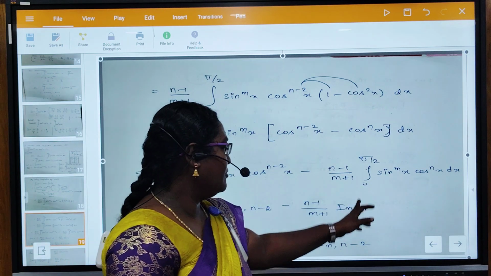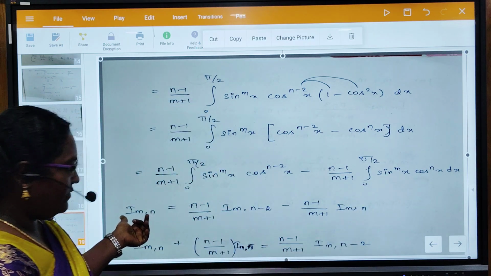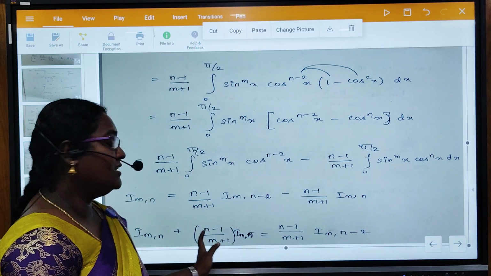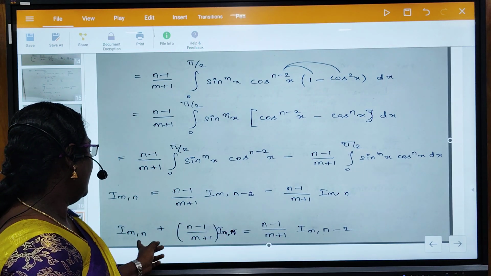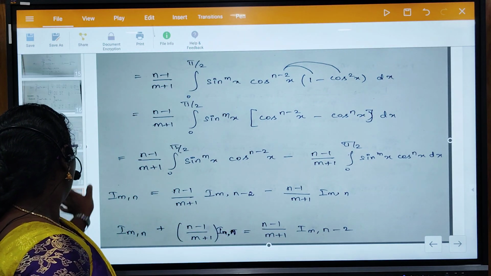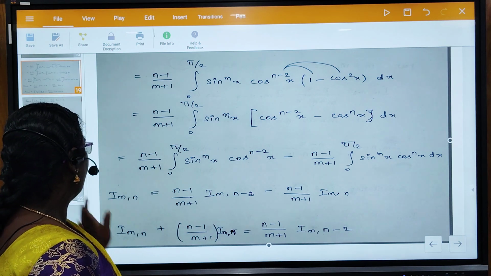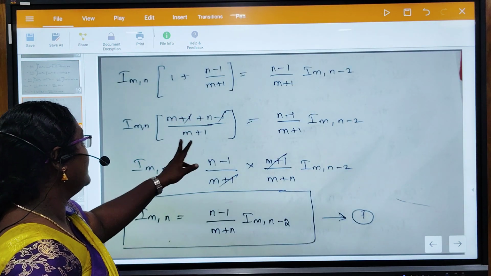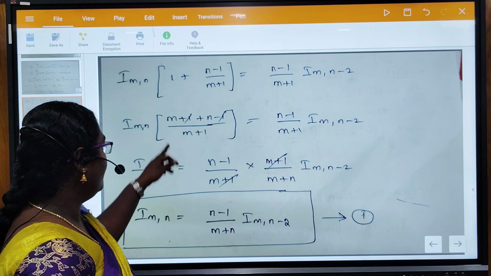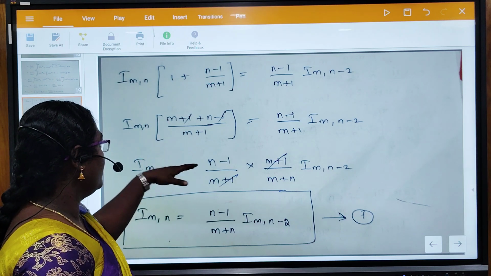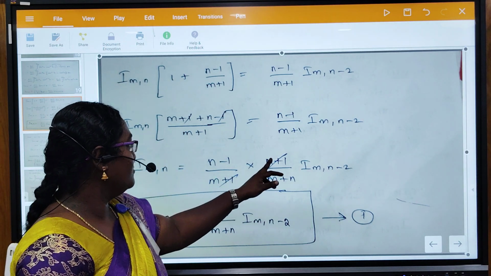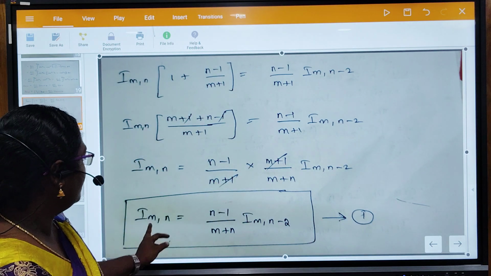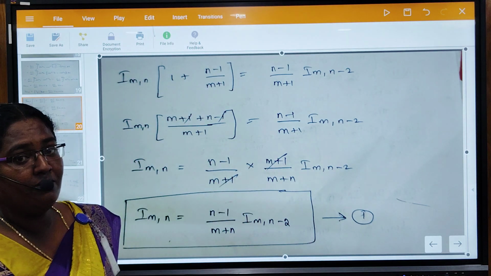Here we have I m n, and this side also we have I m n. So we are taking this negative term to this side. This comes as positive. Since I m n is common, we are taking I m n outside and taking the LCM. Simplifying, we will have m plus n by m plus 1. When this comes to this side, it becomes m plus 1 by m plus n. Both m plus n will be cancelled. So this is the formula for I m n.